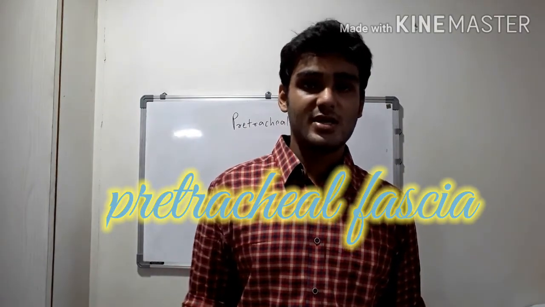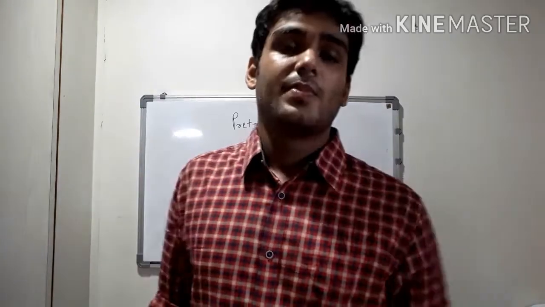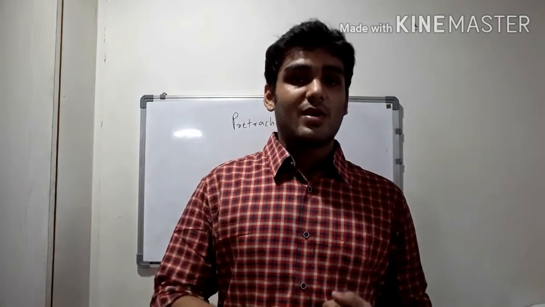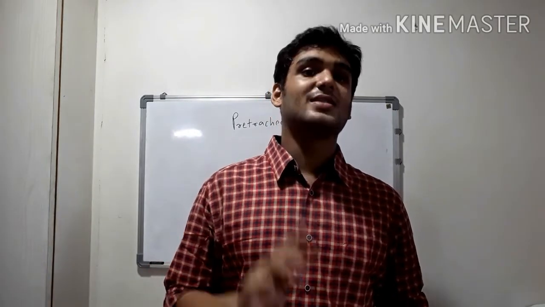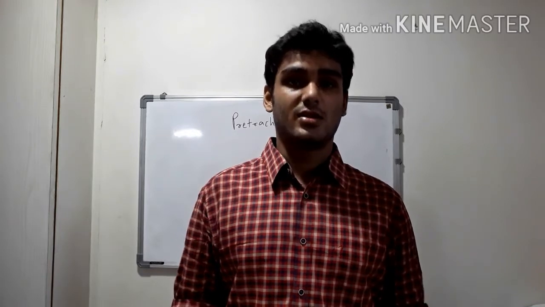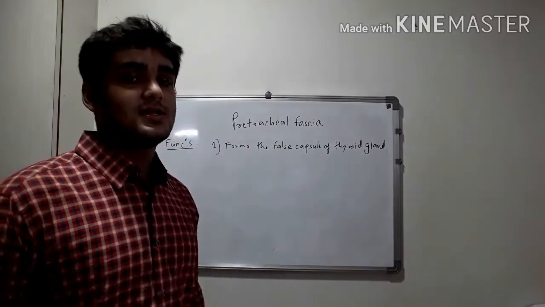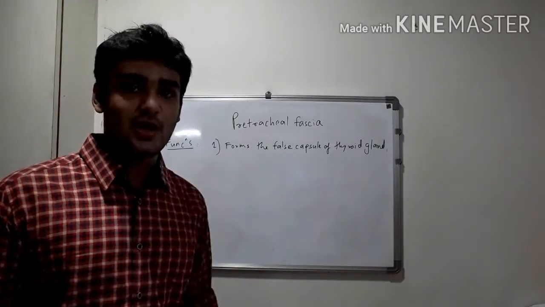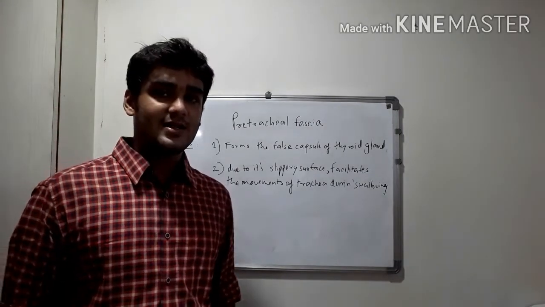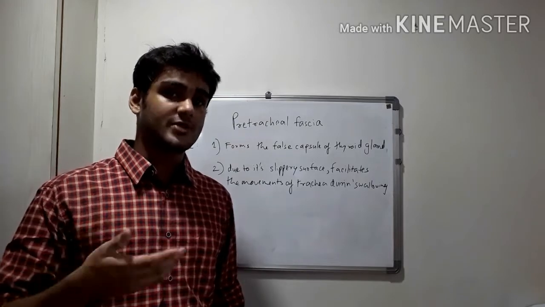So the pretracheal fascia is a modification of the deep cervical fascia. Remember the modifications of deep cervical fascia. Yes, we have the prevertebral fascia, pretracheal fascia, investing layer of deep fascia, pharyngobasilar fascia, buccopharyngeal fascia, and the carotid sheath. So the pretracheal fascia is one of those modifications, and it has two functions. One is that it forms the false capsule of the thyroid gland, and secondly, as its surface is slippery, it facilitates the movements of the trachea during swallowing.